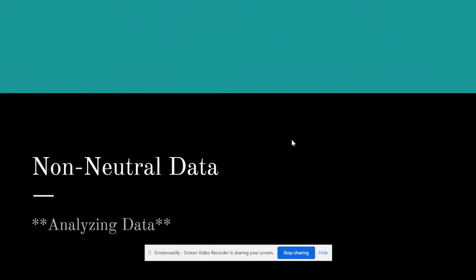Hi, everyone. So today we're going to be looking at data and talking about actually analyzing data. So, how is it non neutral? Taking all of those pieces that we've sort of talked about over this whole entire unit and then seeing if we can sort of analyze and critique what that data is showing us.